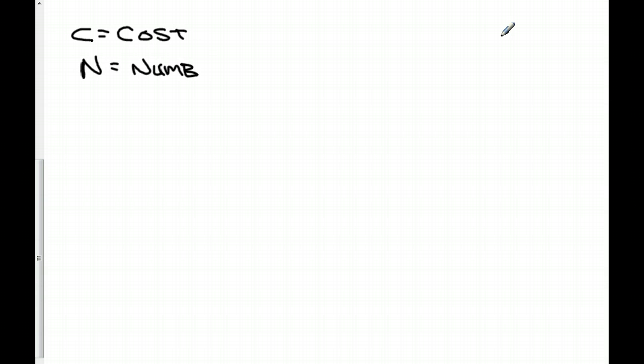It says, cost varies directly as the number purchased. So we're going to use C for cost, and we're going to use the letter N for number, the quantity that we bought at that cost. If we were to use direct variation, A equals KB, how would we use C and N to write that equation? What would the equation look like using C and N instead of A and B?